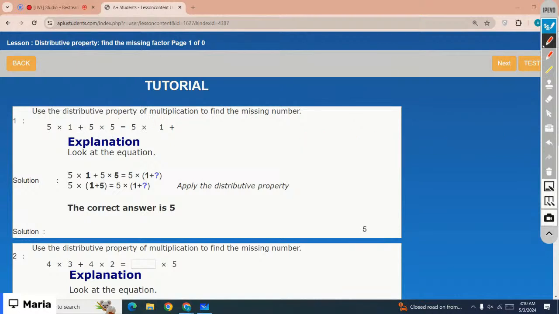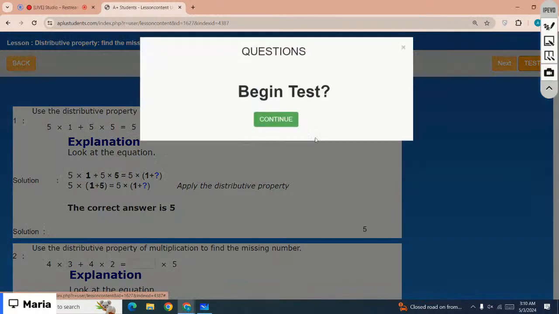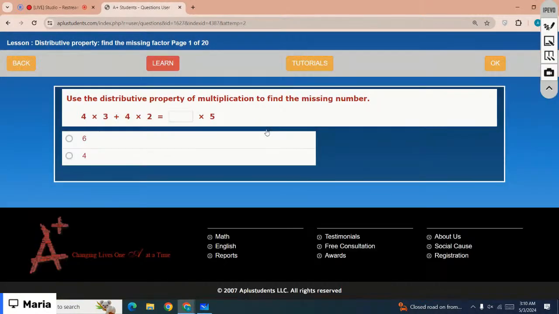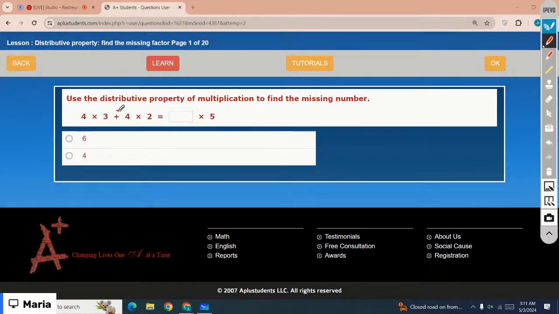Let's just start with the test questions. Use the distributive property of multiplication to find the missing number. So which number is missing? You have to use the distributive property to find the missing number. So just look at the sign plus here, right? That means they are distributed over addition. This is the common number, that is 4, and then inside the bracket you have 3 plus 2, and you can write 3 plus 2 as 5. So that would be 4 times 5. You already have 5 here. This number is 4.